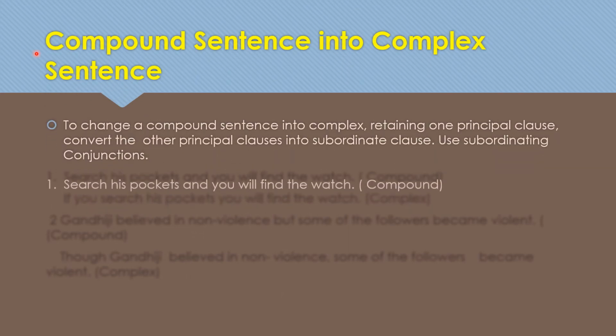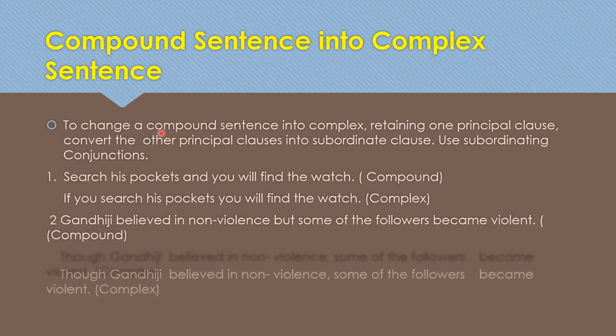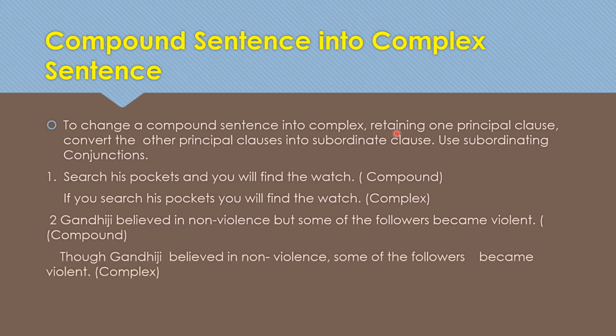Transforming compound sentence into complex sentence. To change a compound sentence into complex, retain one principal clause or main clause, convert the other principal clause or main clause into a subordinate clause, and use subordinating conjunctions. The first sentence: search his pockets and you will find the watch. It's a compound sentence. We have two principal clauses joined by this coordinating conjunction and we have to make it into complex. So we retain one main clause and the other main clause, you convert into a subordinate clause.